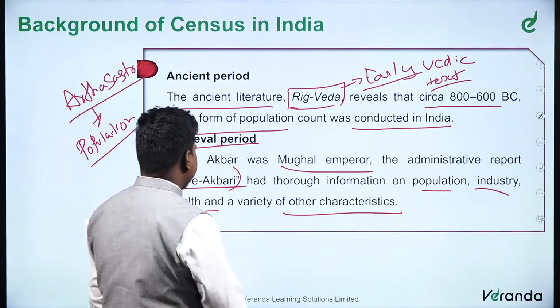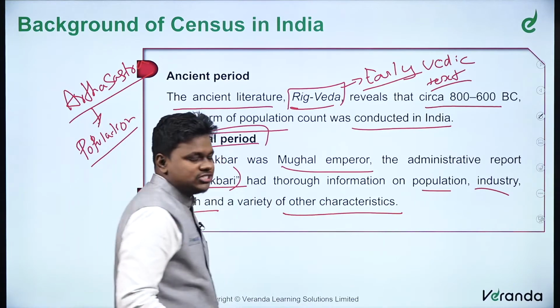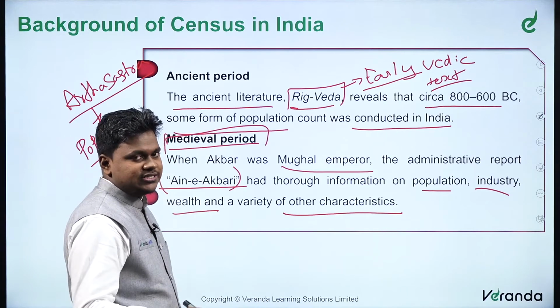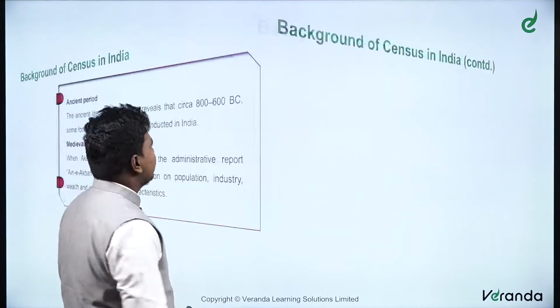Further, we have also seen that in the medieval period, Ain-e Akbari had thorough information on population, every individual, every industry. It has a thorough count, the Ain-e Akbari, which was written during the period of Akbar.